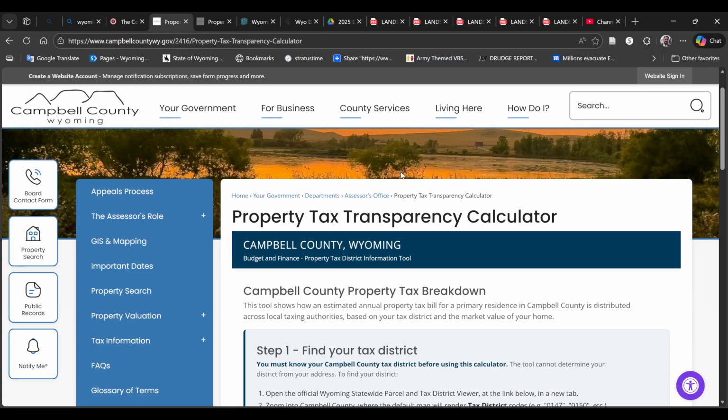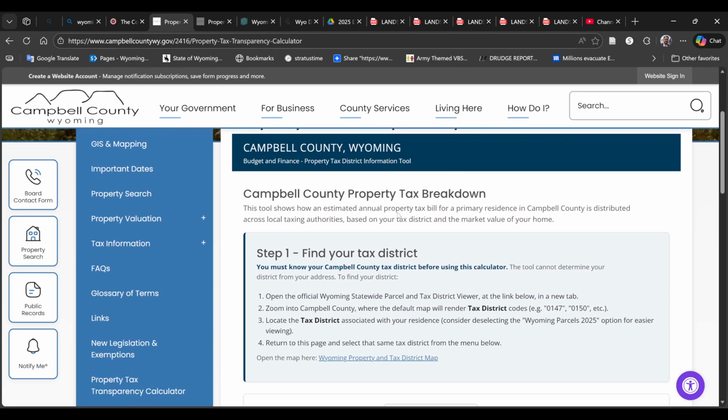How much do they pay in property taxes, and what do they get back? So he developed this tool. It's live in Campbell County. I believe he's going to try to get that adopted in other counties and other places as well. But for right now, anyway, it's in Campbell County, and it's linked to our webpage. So check it out. It's really, really awesome.